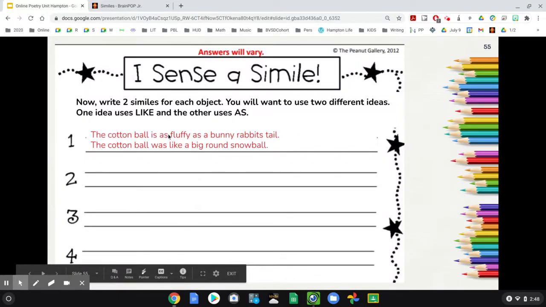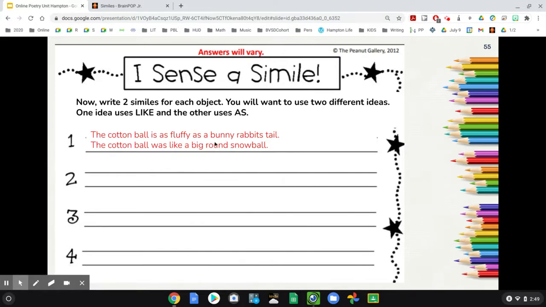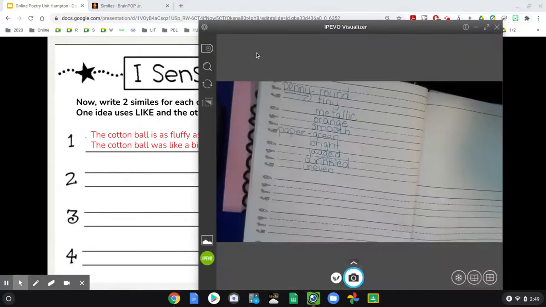Okay, so for the cotton ball, remember that the descriptive word was fluffy, and we used a descriptive word as round. Okay, so now we're going to do the same thing, but notice one idea uses the word like. The cotton ball was like a big round snowball, and the cotton ball is as fluffy as a bunny rabbit's tail. Okay, and the other uses as. Okay, so that's what we're going to do, and I'm going to show you kind of how that would look here.